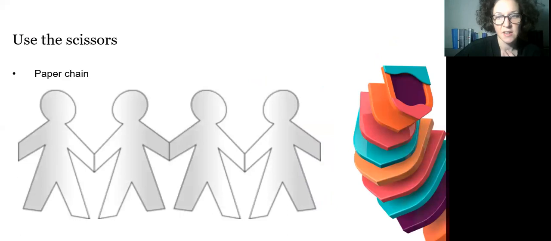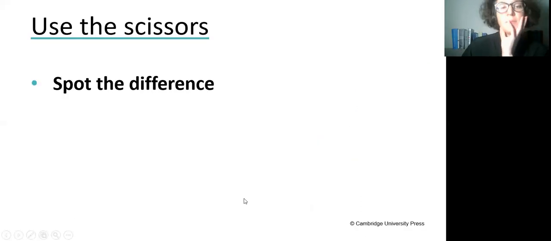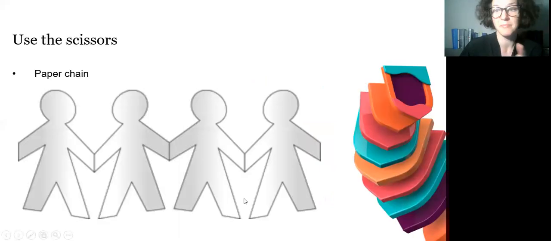Paper chains, also for parts of the body, that can be signed here: the head, arm, leg, and so on. And this could be a nice decoration for their learning place or for the wall.